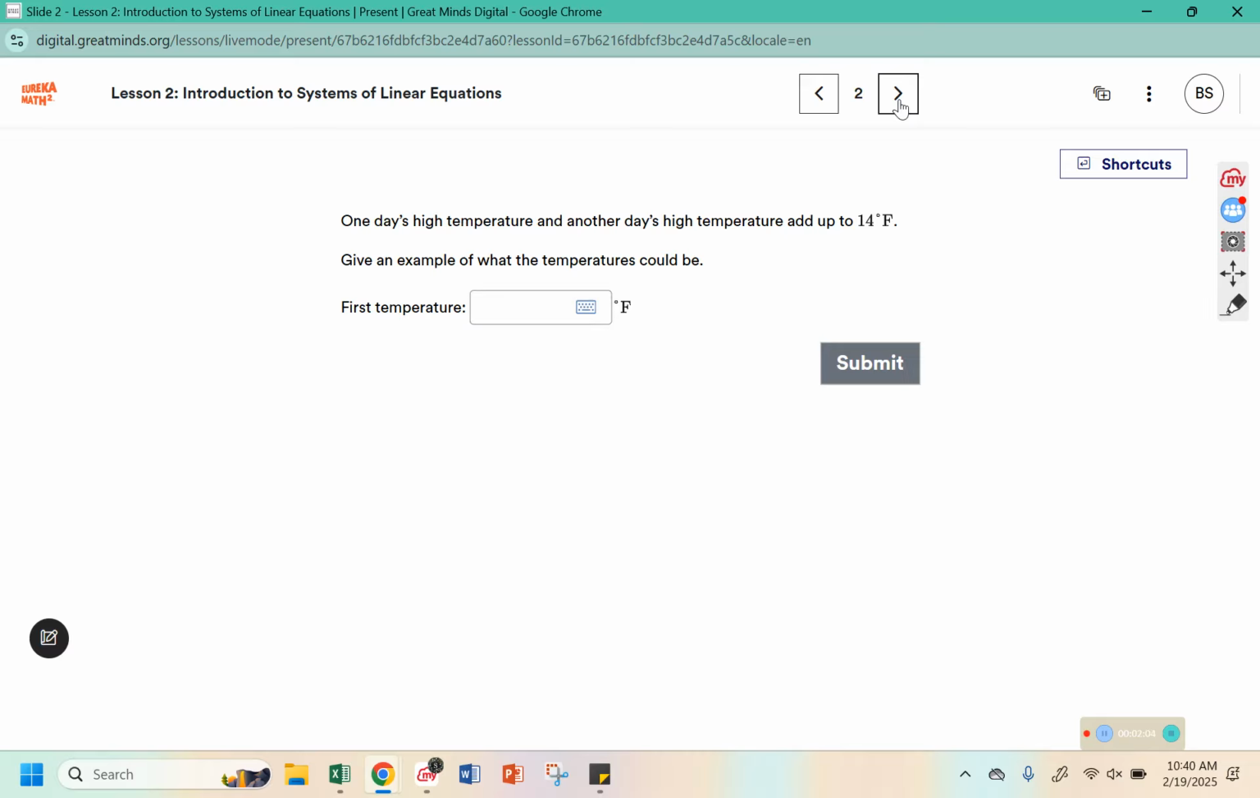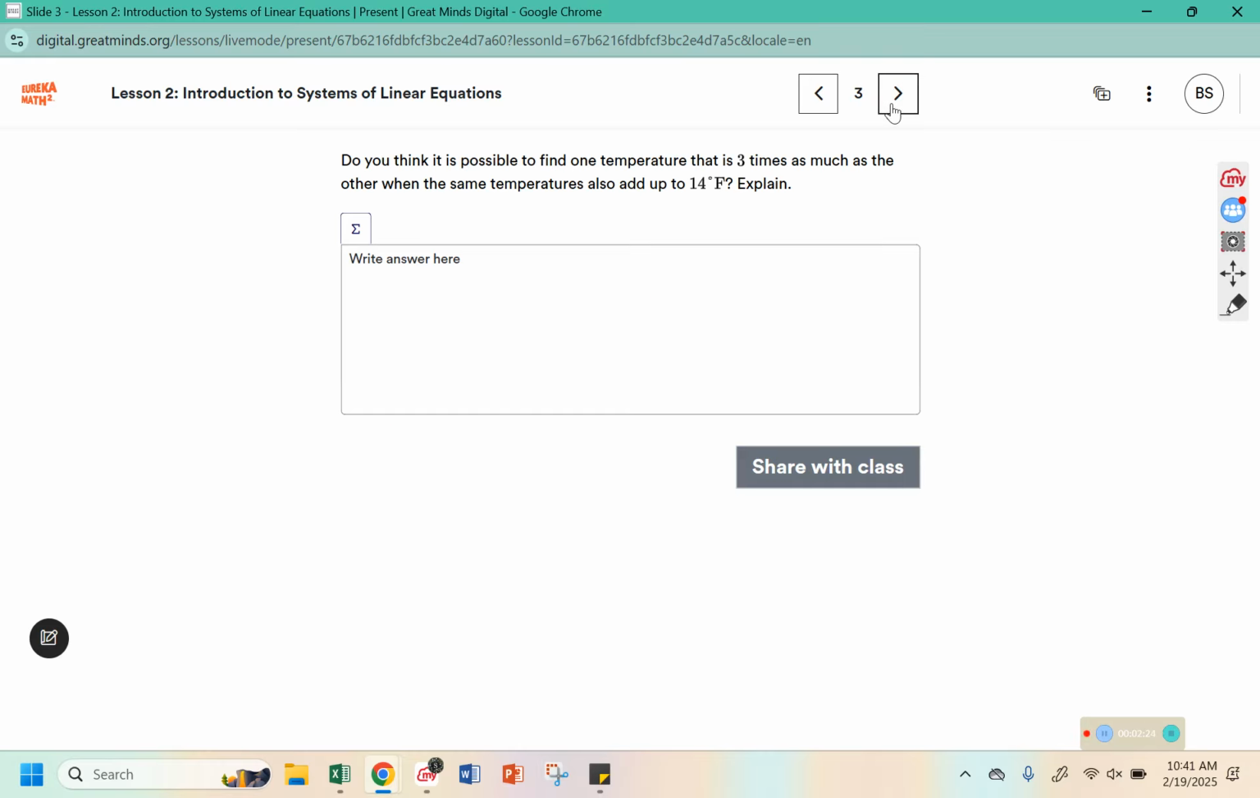One day's high temperature and another day's high temperature add up to 14 degrees Fahrenheit. Give an example of what the temperatures could be. It could be 5 degrees on one day, and then 5 plus 9 would give us 14. Do you think it's possible to find one temperature that is 3 times as much as the other when the temperatures also add up to 14 degrees? Explain.